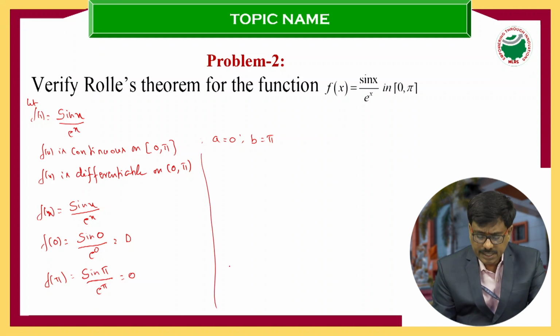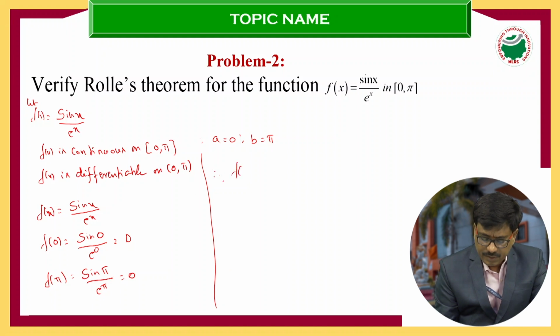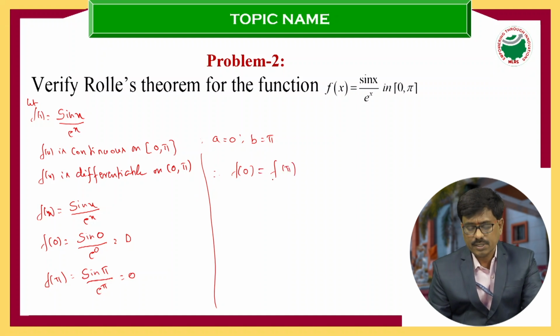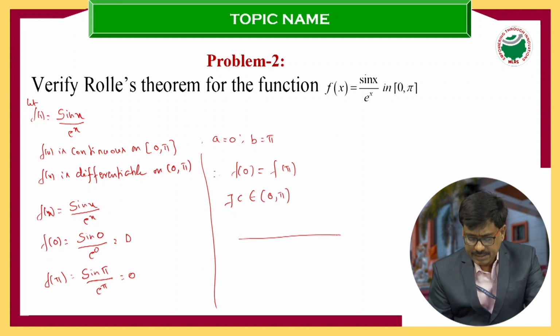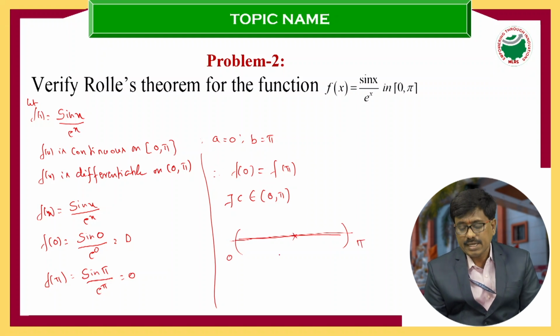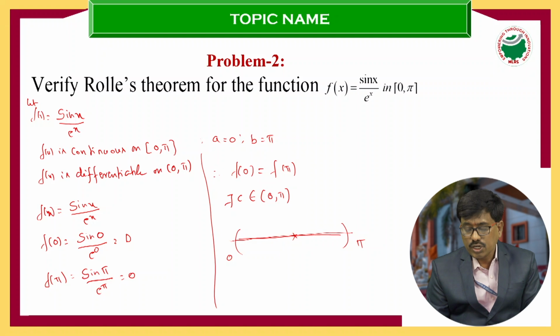What we observed in this case: what is f of a value? 0, and f of b, where b is pi, is also 0. Both have equal values. f of a equals f of b. In this case, there exists a point c in the open interval 0, pi. Whenever we take the interval from 0 to pi, at least one such point lies between 0 and pi.